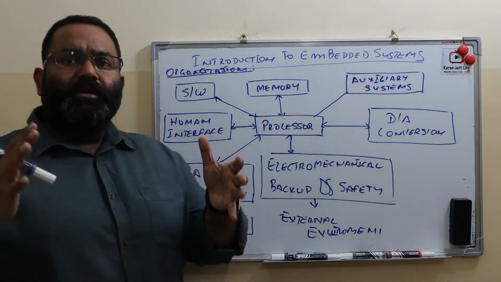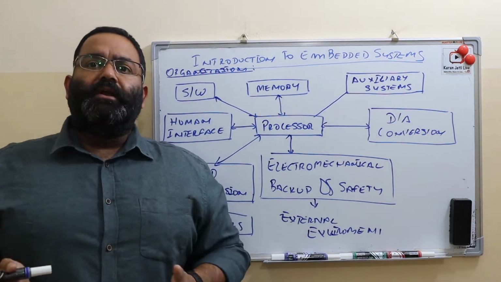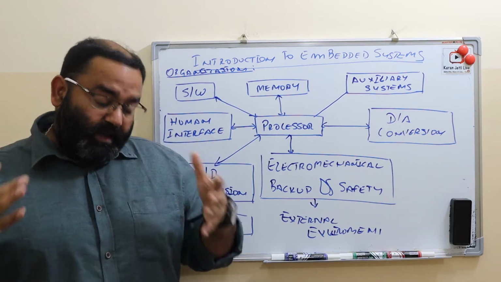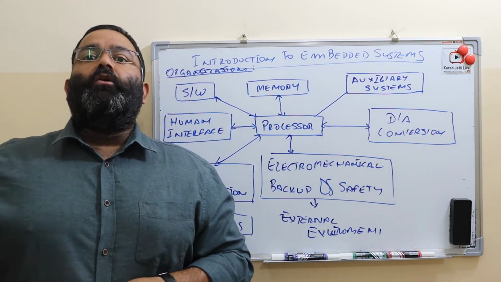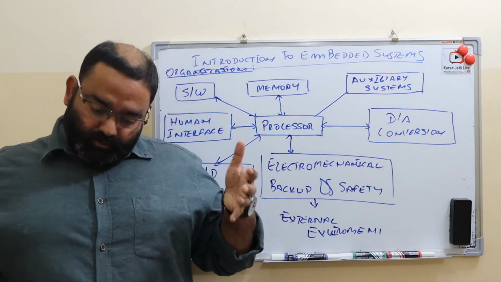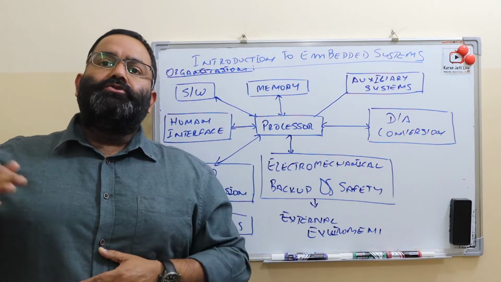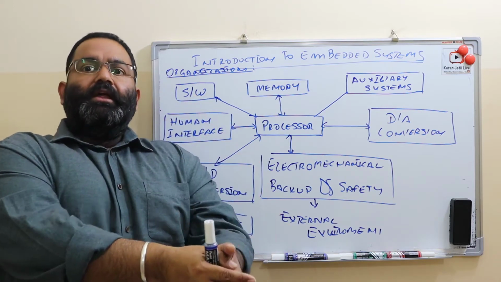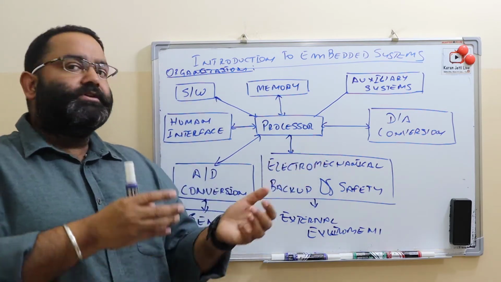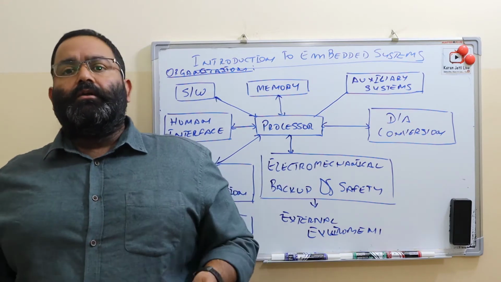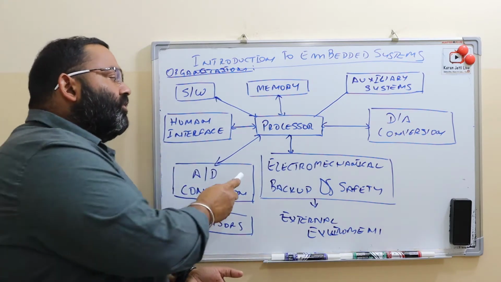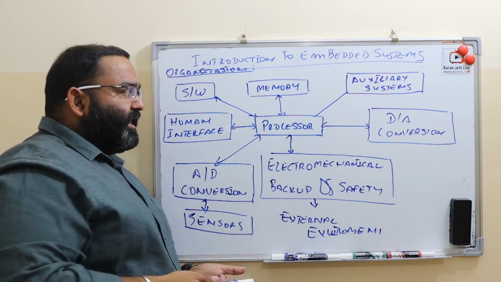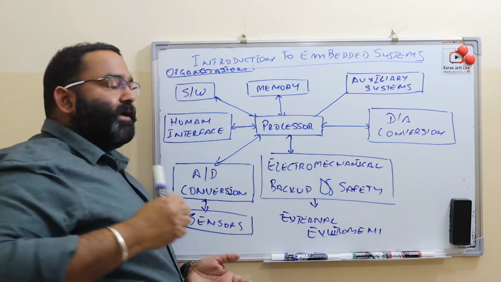Now guys, most of the consumer devices are electromechanical devices, so they work on analog signals, and your computer is a digital device. So the analog signals from them must be converted to digital, and the digital signals from your processors must be converted to analog signals. All these things are done by these converters. Then it has electromechanical backup.